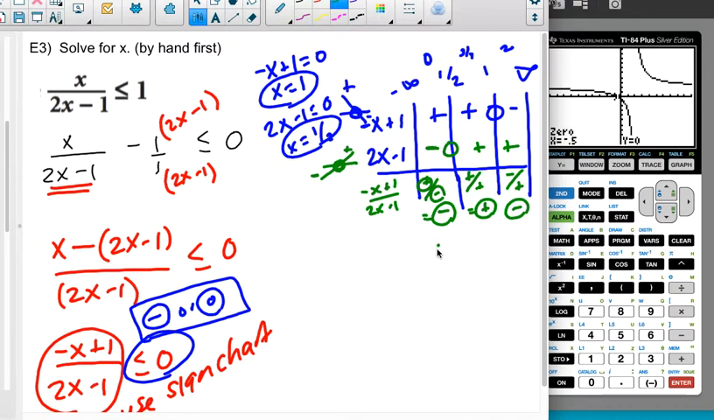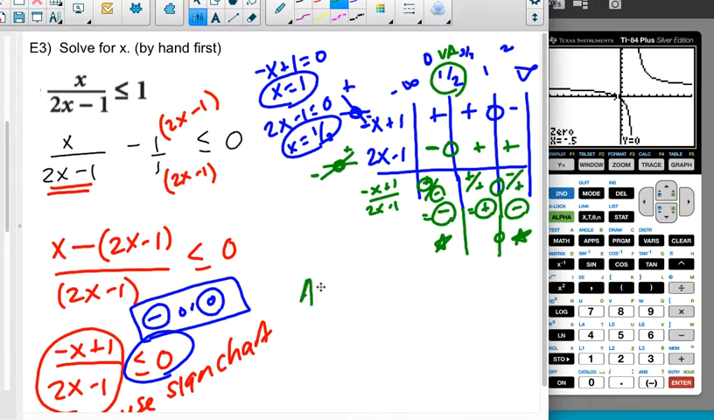So my answer are the intervals where I have negative values, and also intervals where this thing equals 0. It's important to notice that this 1/2 is a vertical asymptote. So while this function is 0 here, it's not 0 at this line. It's not 0 at the line because that's a vertical asymptote.